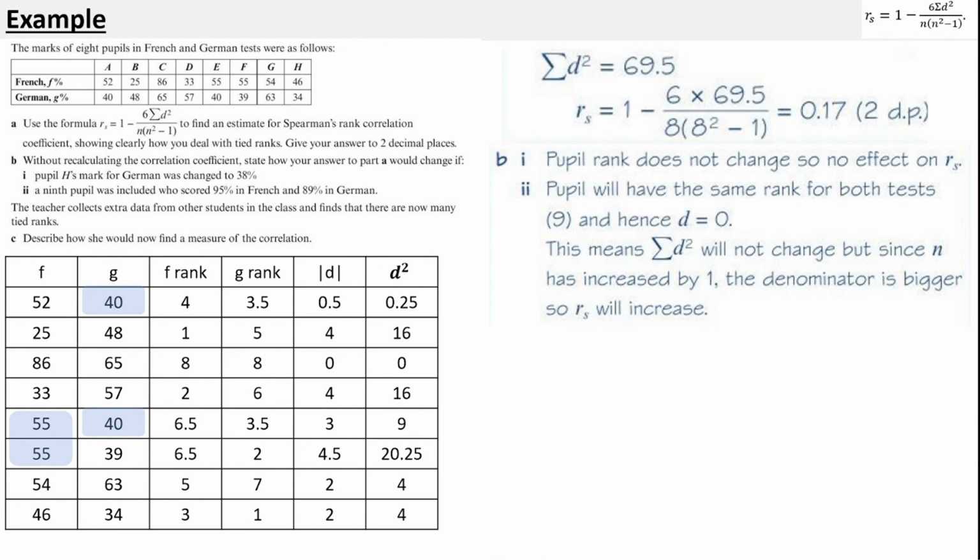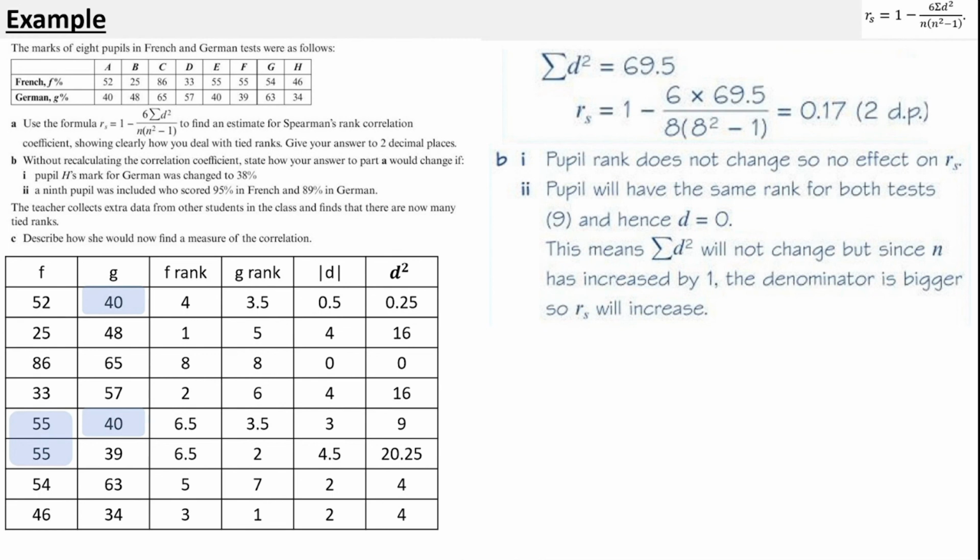Part C goes on to tell us that the teacher collects additional data from other students in the class and finds out that there's now lots of tied ranks. There's lots of students who have achieved the same score within the test. How would this teacher now go about measuring the correlation? And this is where the PMCC technique is going to kick in.